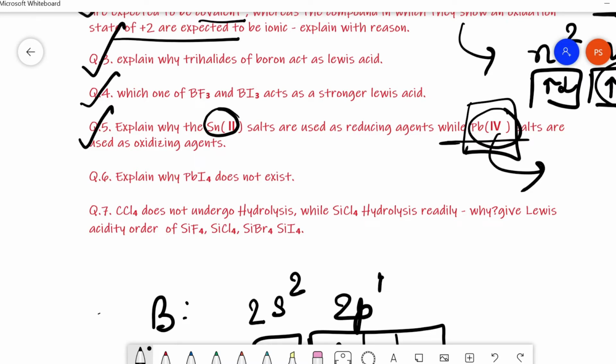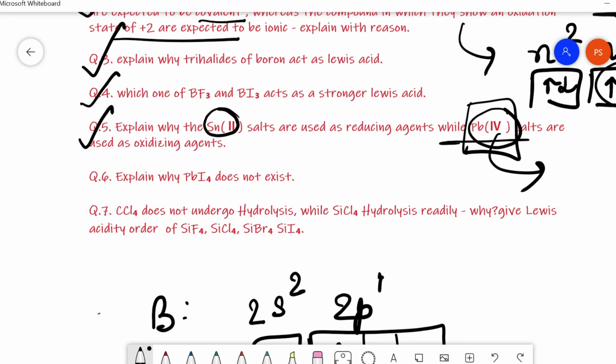That's why any salt of lead in which lead is in the plus 4 oxidation state tends to accept electrons to produce lead in the plus 2 oxidation state, resulting in oxidizing other material. That's why lead salts in which lead is in the plus 4 oxidation state act as very good oxidizing agents. Whereas tin 2 can lose 2 more electrons from the ns orbital to produce tin in the plus 4 oxidation state, and thus can reduce other elements easily and act as a reducing agent.